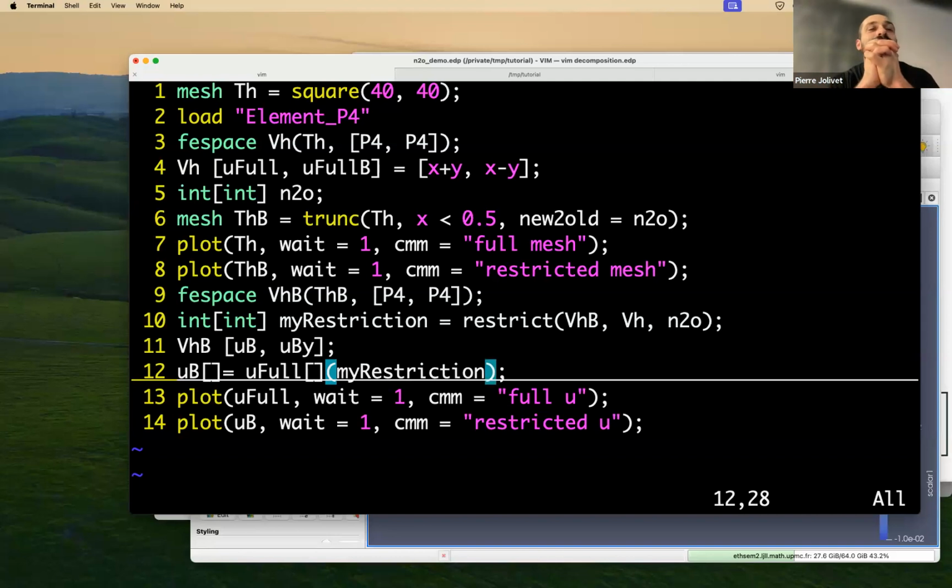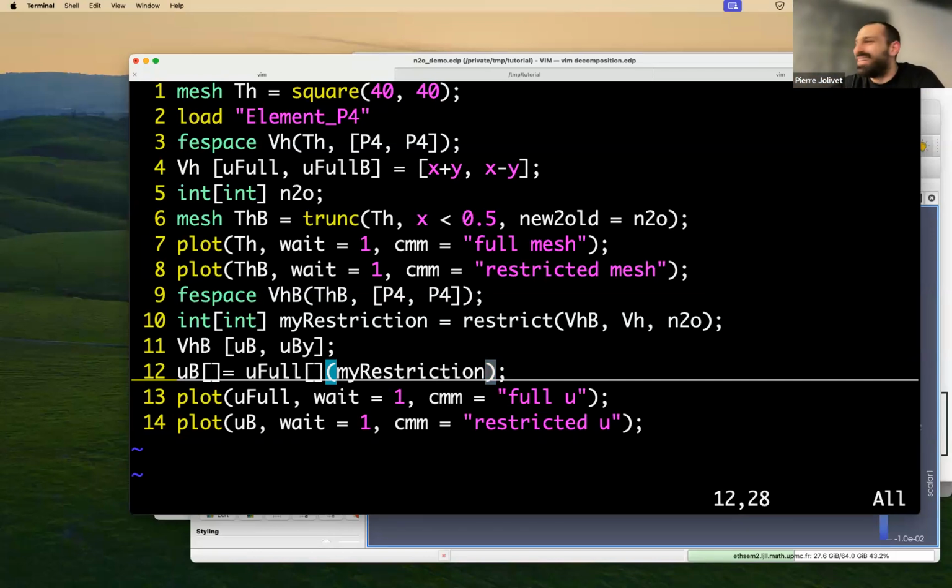Yes. I don't find the restrict function in the previous documentation. How do you know that? Yes, it was added. So it was added a long time ago, but it was added mostly for me, and so I was one of the only users, and so Frederic did not bother writing the documentation. So yeah, the documentation is this piece of code.